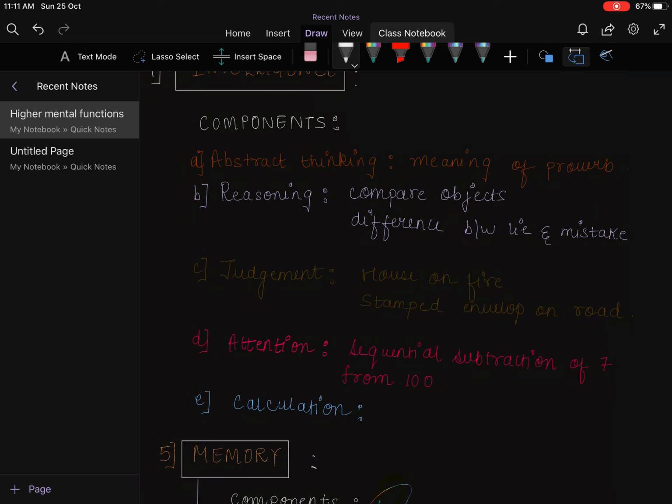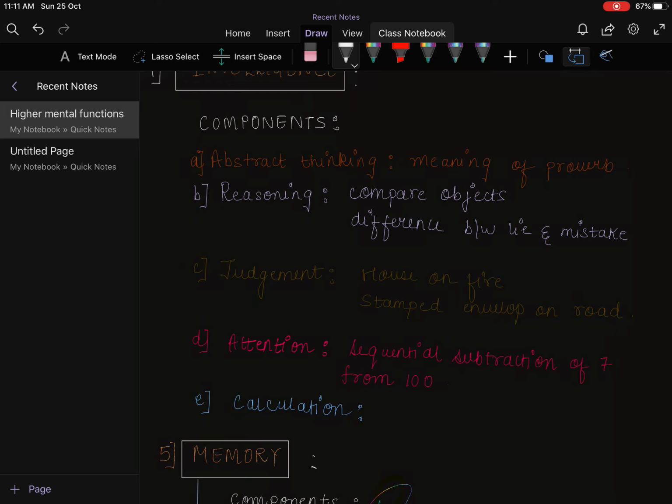The third one is judgment. You give the patient some scenario and ask his action on it. So you ask him, if the house is on fire, what will he do? A normal patient will call an ambulance and at the same time will call the fire brigade.